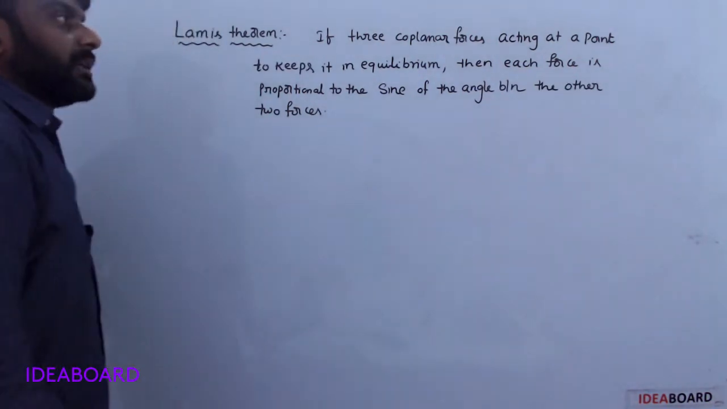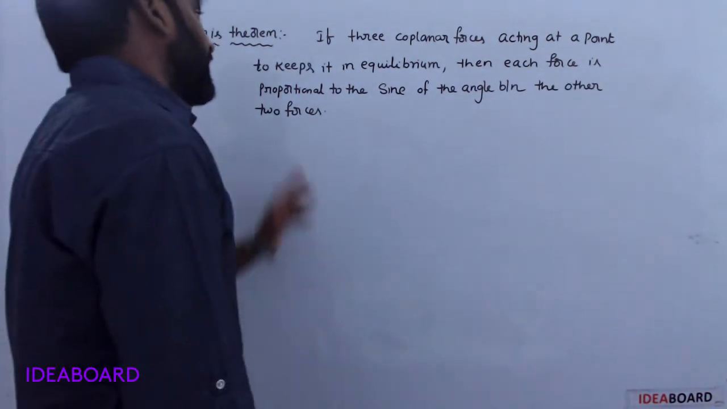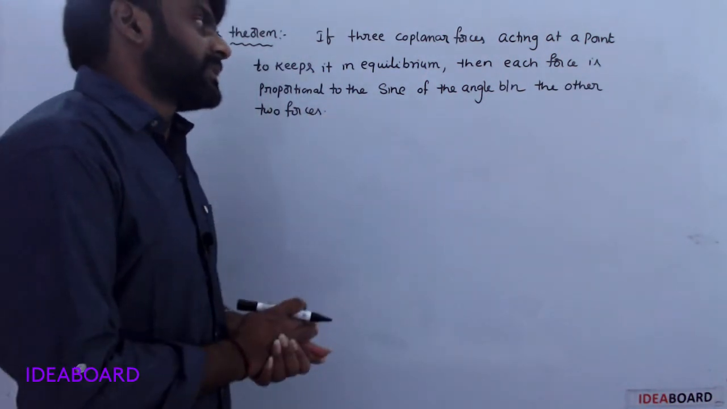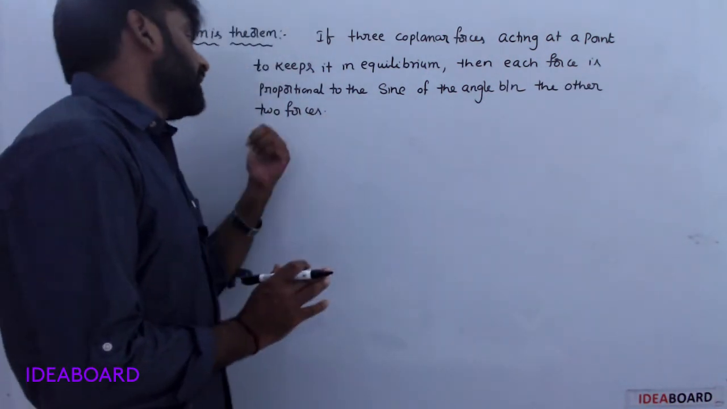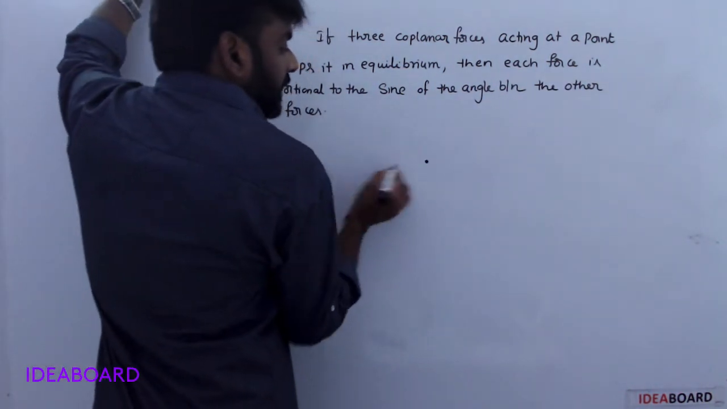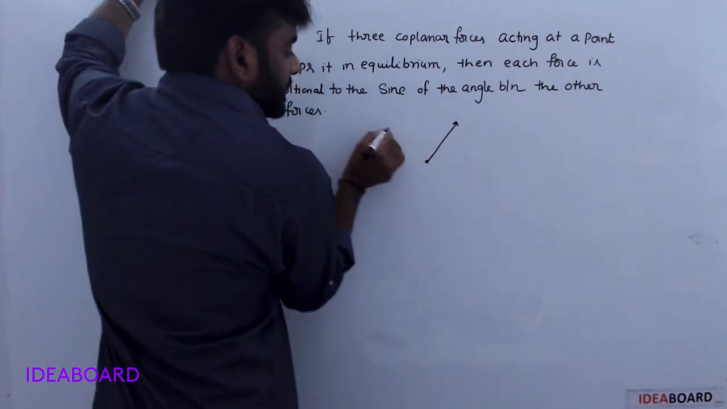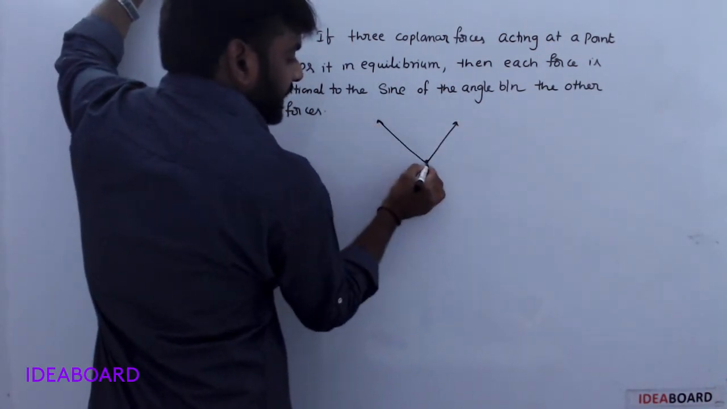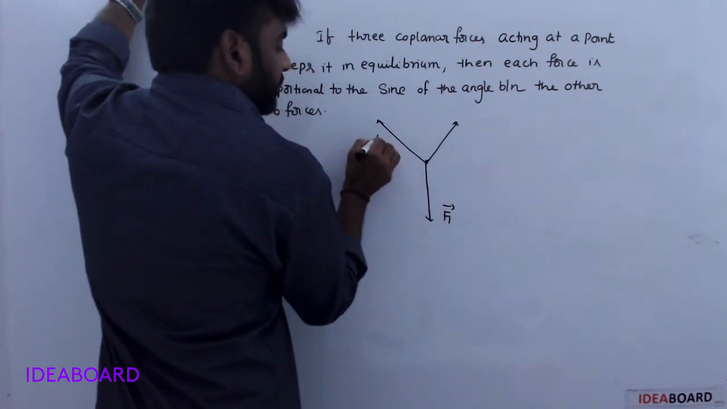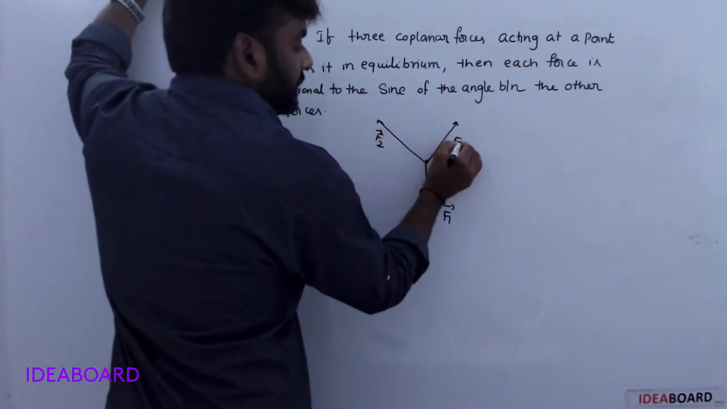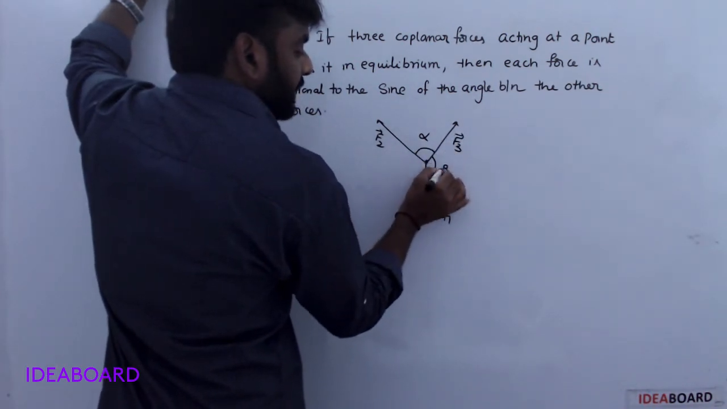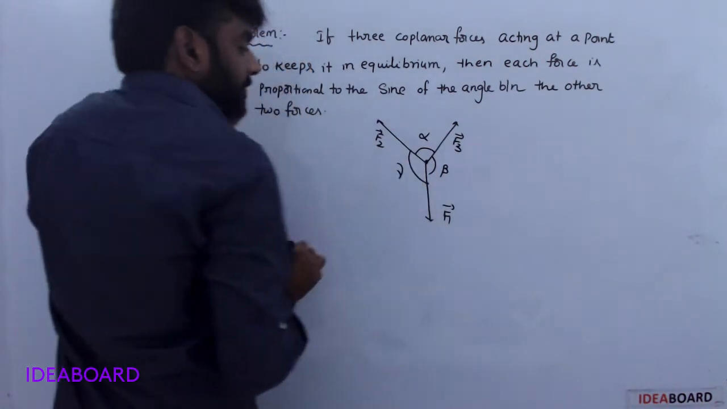So next one, Lami's theorem. If three coplanar forces acting at a point keep it in equilibrium, then each force is proportional to the sine of the angle between the other two forces. For example, here is a particle with forces acting on it: F1 bar, F2 bar, and F3 bar. This angle is alpha, this angle is beta, and this one is gamma.